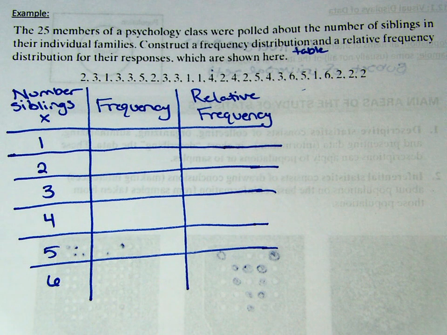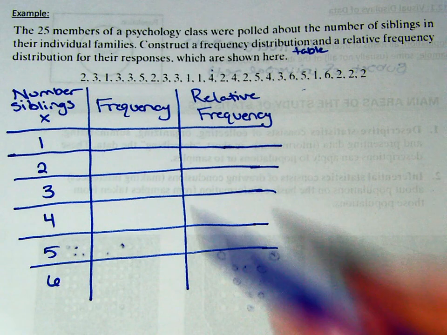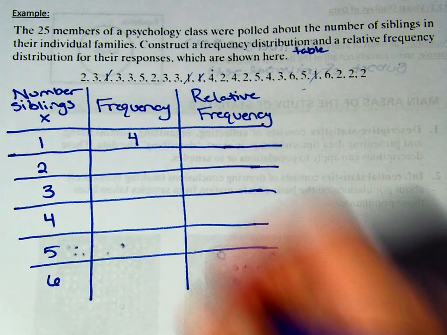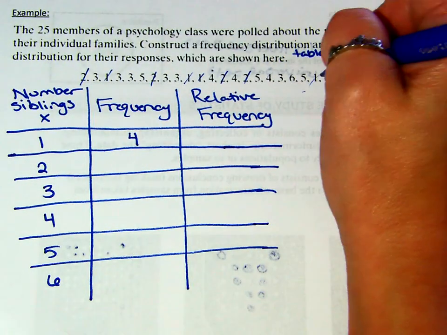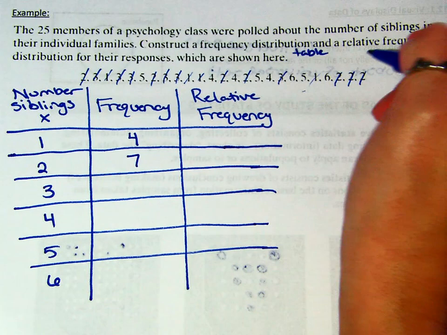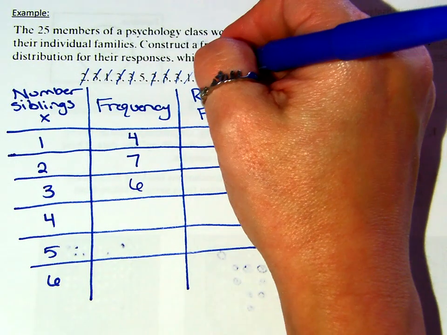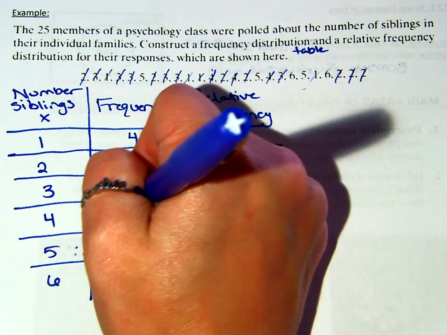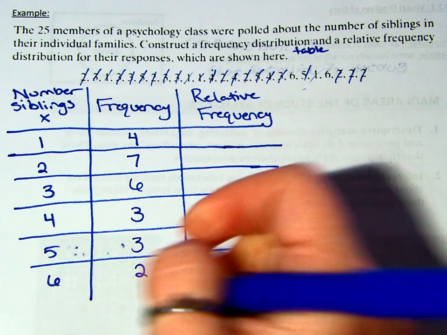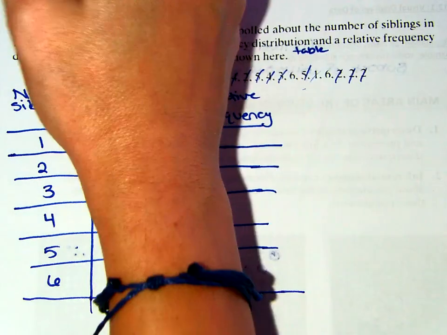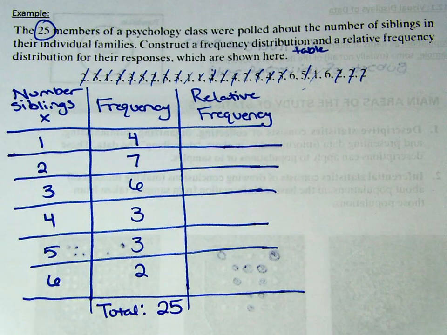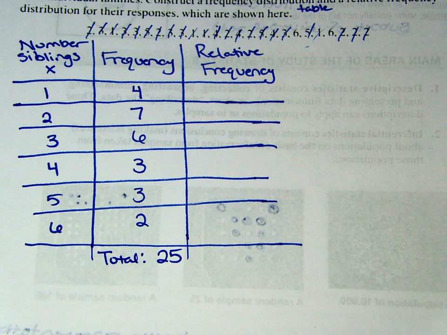So then we're going to go through and we're going to look. Okay, I have 4 ones, 7 twos, 6 threes, 3 fours, 3 fives and 2 sixes. And I'm going to remember that I had a total of 25 participants. I could add up that column of frequencies, and I would know that I had 25. But they told us they asked 25 different students in the psychology class. So the frequency is right there.